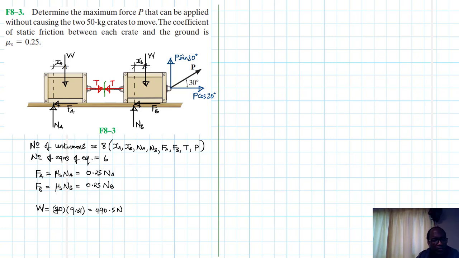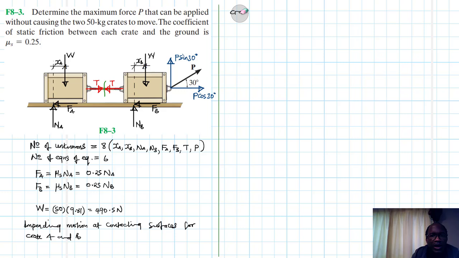and the other thing that I need to mention is a case like this one. So we have what is called impending motion. We expect impending motion at contacting surfaces for crate A and B. Alright, so let's start crate A.